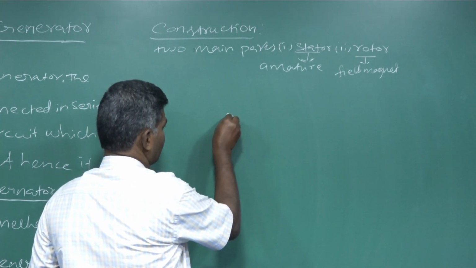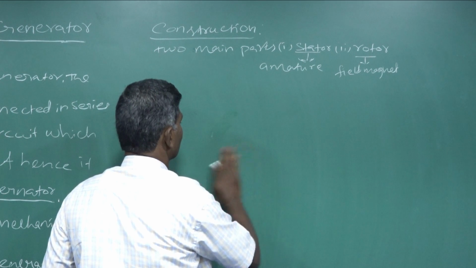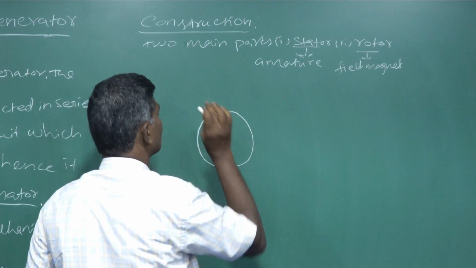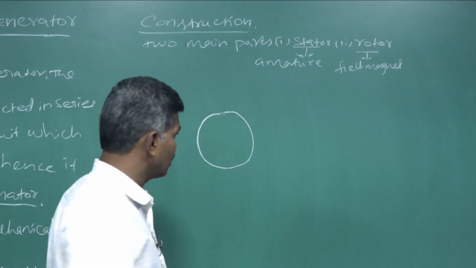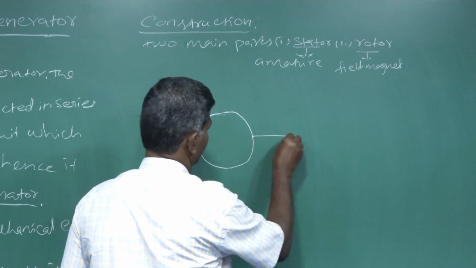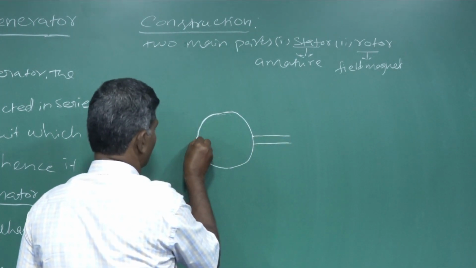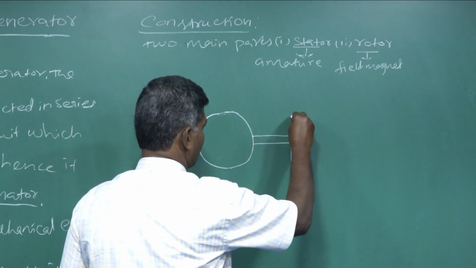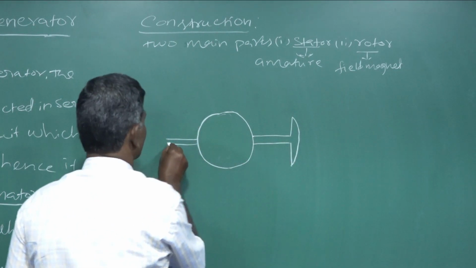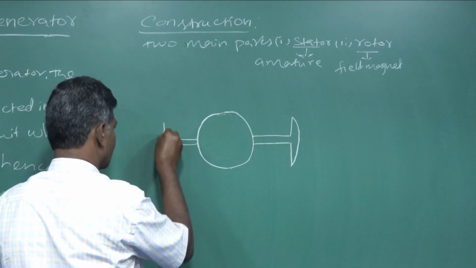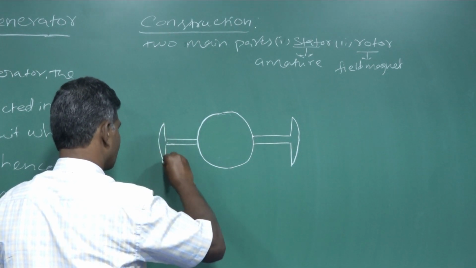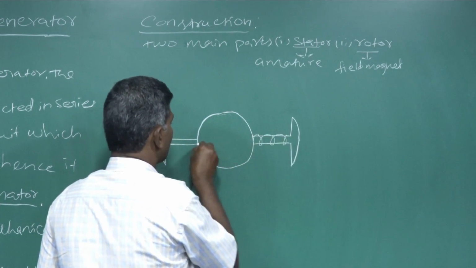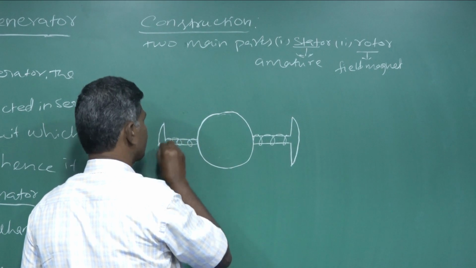So, first we are going to draw the field magnet. That field magnet has two poles, north pole and south pole. These are conductors, and at the ends of these conductors the polarities are represented. Here we have a coil of wire, and here also we have a coil of wire.